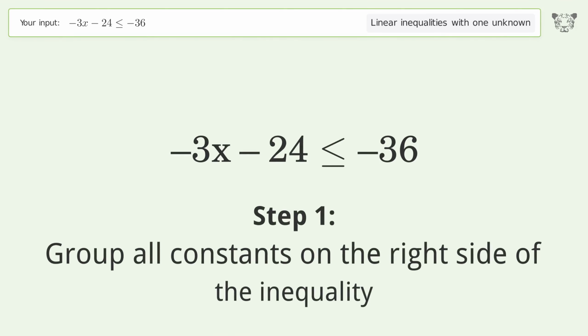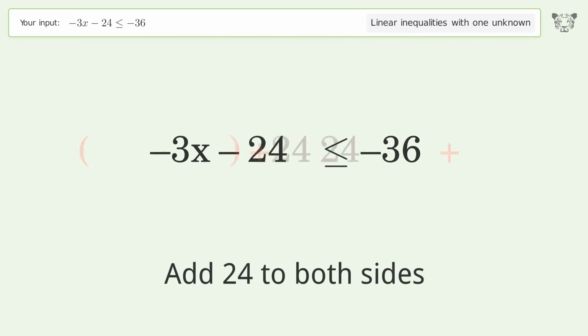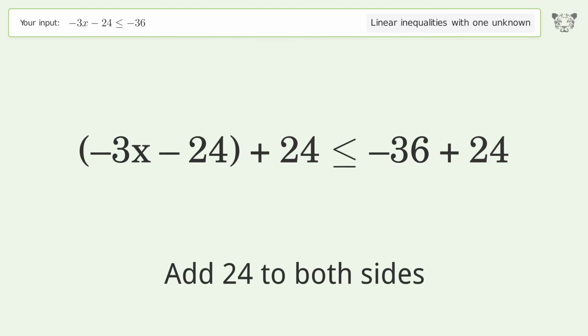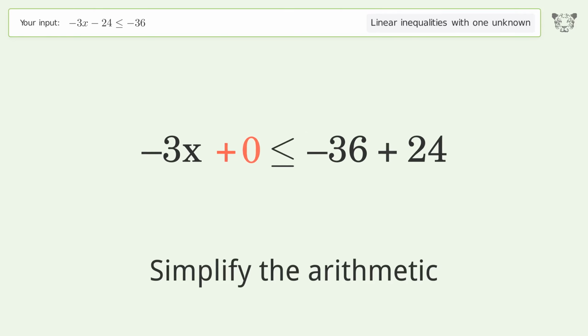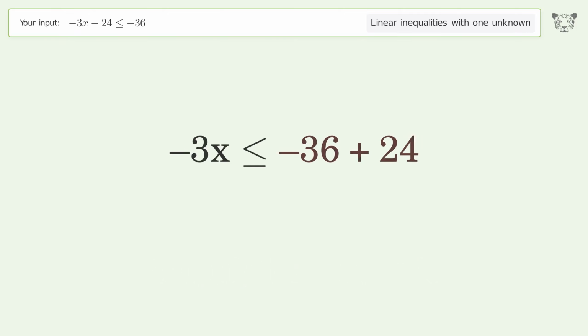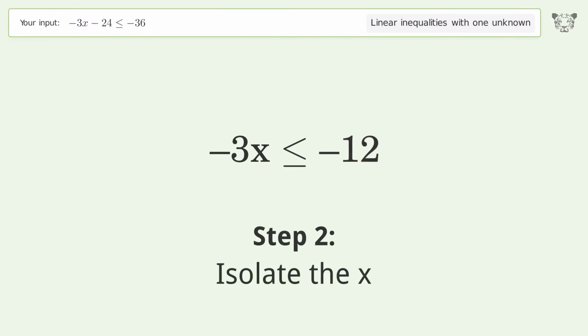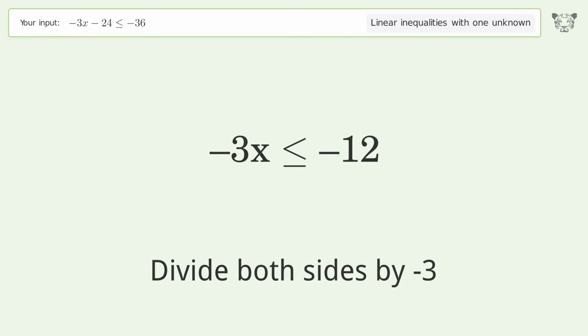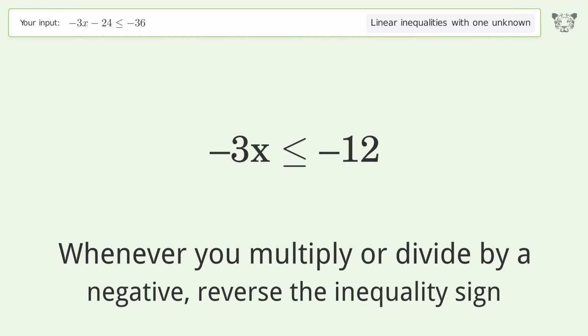Group all constants on the right side of the inequality. Add 24 to both sides. Simplify the arithmetic. Isolate the x. Divide both sides by -3. Whenever you multiply or divide by a negative, reverse the inequality sign.